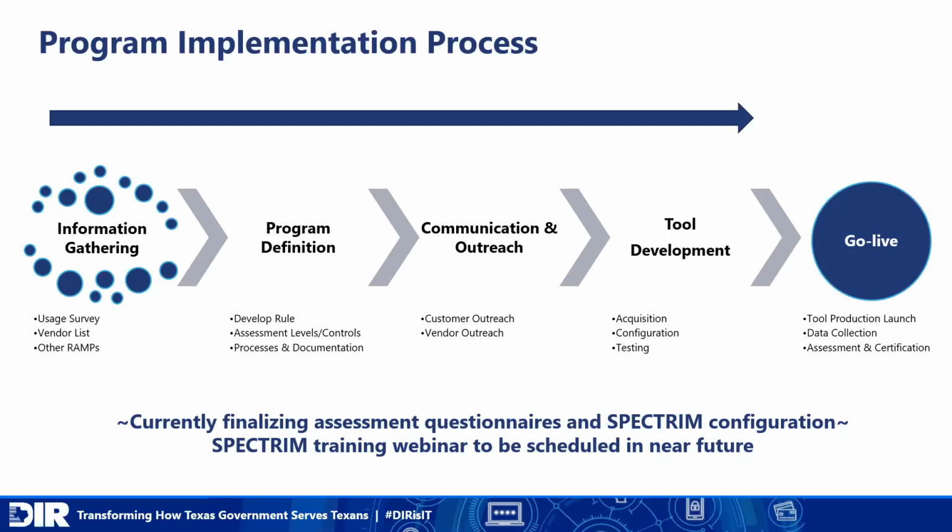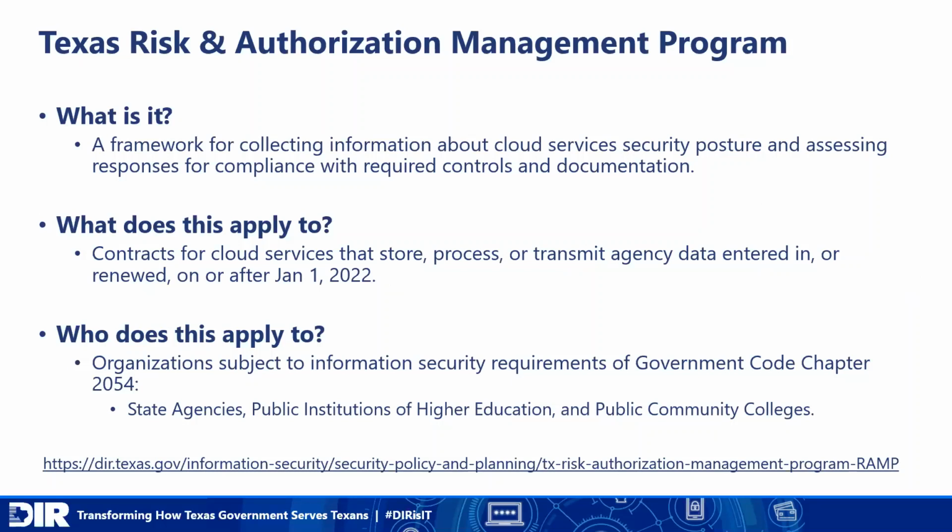So first and foremost, what is the Texas Risk and Authorization Management Program, aka TXRAMP? It's essentially a framework for collecting information about the security posture of cloud service providers and the products that they offer, and then determining whether their responses to the questionnaires are in compliance with what we are requiring from the program and reviewing their documentation. So it's a standardized approach, or standardized risk assessment, involving cloud services.